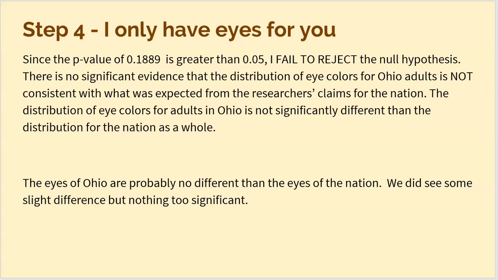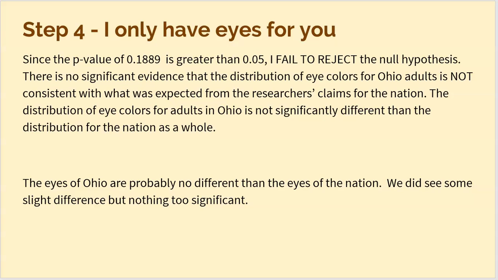So the distribution of eye colors for adults in Ohio is not significantly different than the distribution of the nation as a whole. So when we fail to reject the null, we just don't have evidence to say that Ohio is significantly different than everybody else. The eyes of Ohio are probably no different than the eyes of the nation. We did see some slight differences, but nothing too significant.